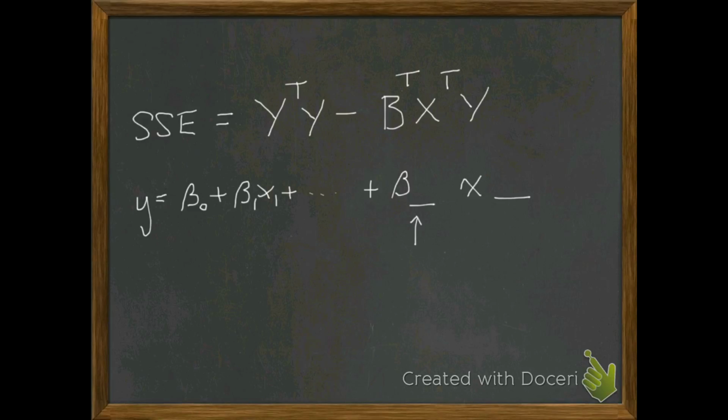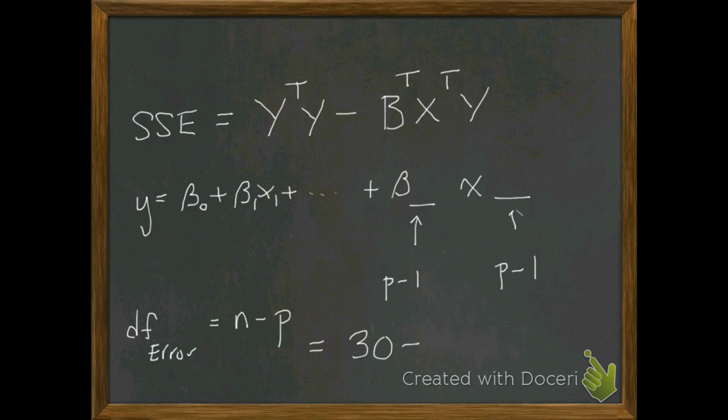as having p minus 1 predictors. If we set it up this way, then our degrees of freedom for the error is going to be equal to n minus p. So in our situation here, we have 30 minus, we have 3 predictors, so p minus 1 is equal to 3, so clearly p is going to be equal to 4. So we're going to have degrees of freedom of 26.